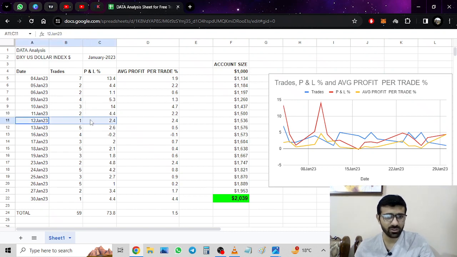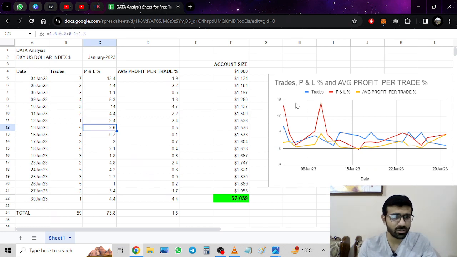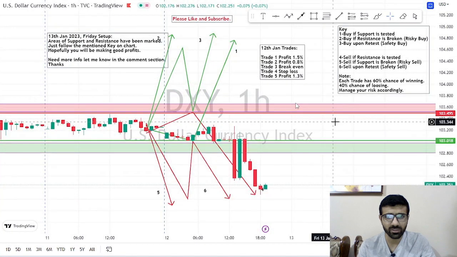So similarly, on 12th of January, one trade executed and 2.4% profit made. Okay, so here you go, 2.4% profit. Okay, now on 13th of January, five trades executed, a total of 2.6% profit.